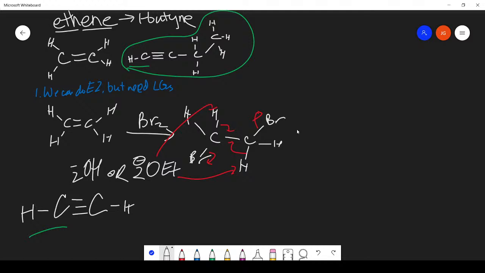So next up, we have to install this as a group. But hydrogen's not a good leaving group, and this group would not be very good. So, okay, if we are thinking about replacing one thing with another, we have to use a substitution reaction. But substitution requires a strong nucleophile. We don't have any of those. So we have to make this into a strong nucleophile.